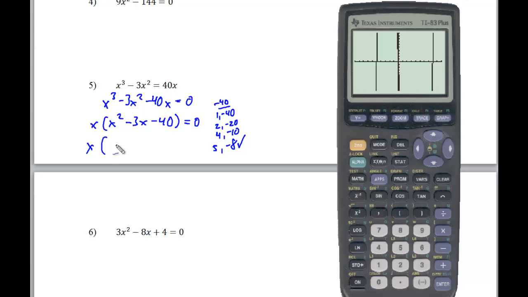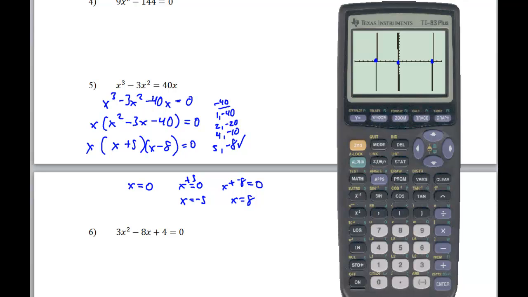My x is still sitting out in front. So I've got x plus 5 and x minus 8. So now I have three solutions to this problem. X equals 0, because this whole thing was set equal to 0. X plus 5 equals 0. And x minus 8, which I'll write as plus negative 8, equals 0. So this is going to be x equals negative 5. And this is going to be x equals positive 8. So we can see that negative 5 is right here, 0 is right here, and positive 8 is right there.